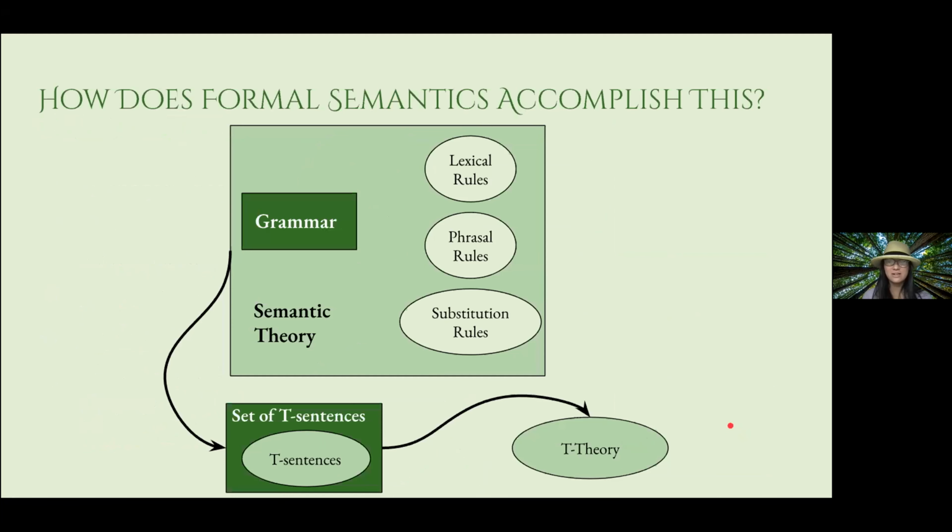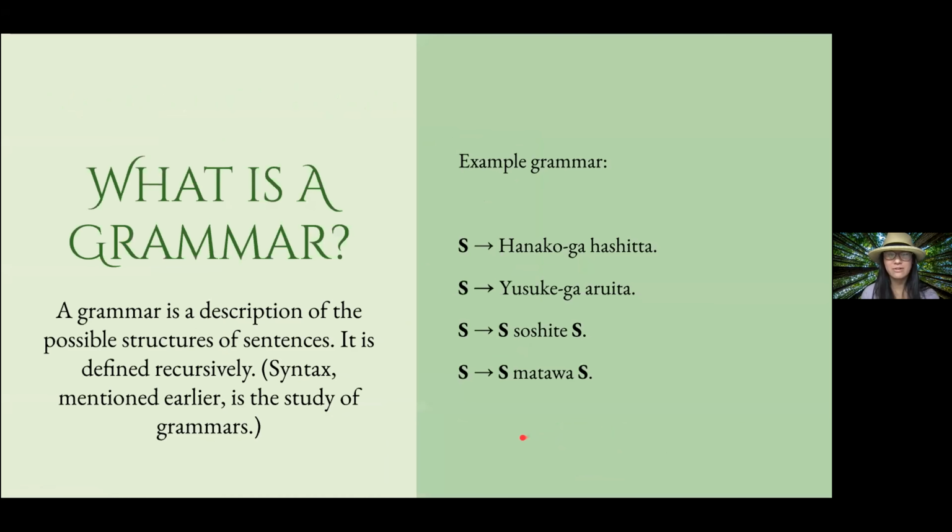How does formal semantics accomplish this goal of creating the T theory? We begin with a grammar, which is not quite what you might expect from that word. We add lexical rules, phrasal rules, and substitution rules. This builds our semantic theory. From a semantic theory, we build T sentences, and from the set of T sentences, we get our T theory. What is grammar? Grammar is not a bunch of statements about whether or not you can end a sentence with a preposition, or when to use who and when to use whom. Grammar is a description of the possible structures of sentences.